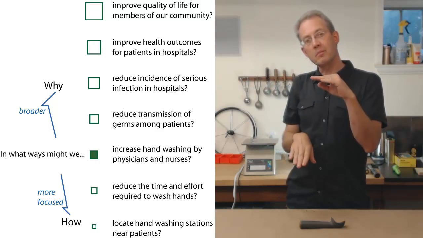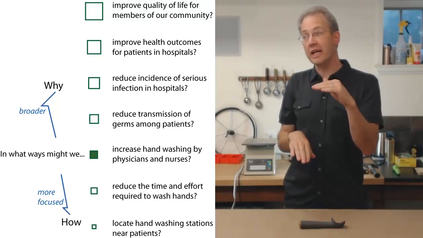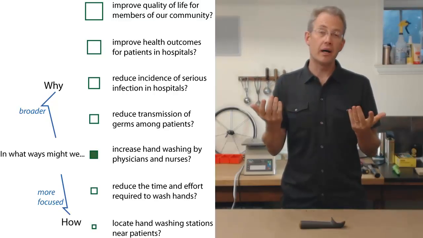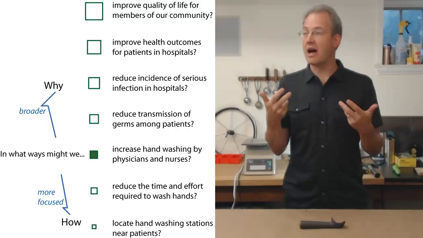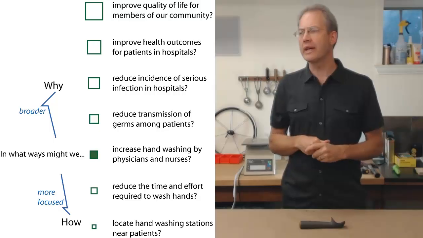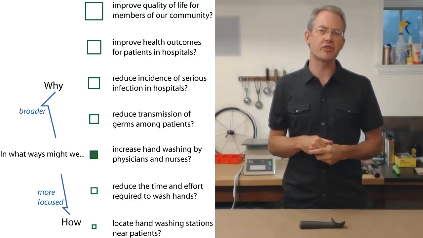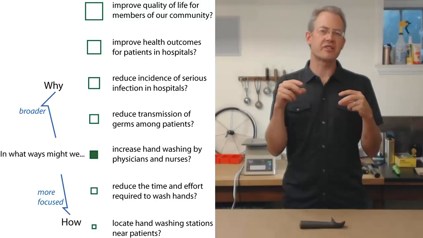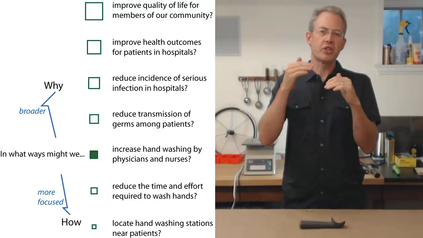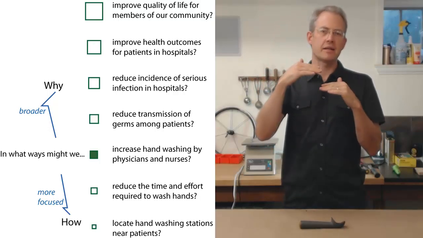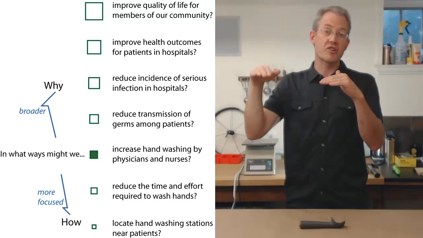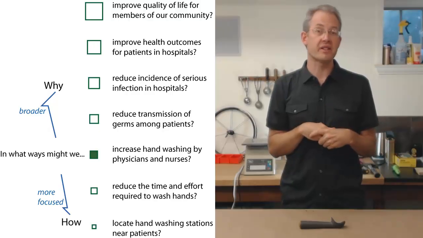Similarly, we can make that statement more specific. How might we increase hand washing by physicians and nurses? Well, we might be able to reduce the time and effort required to wash hands. How might we do that? Well, we can locate hand washing stations closer to patients. And so even that initial statement about in what way might we increase hand washing by physicians and nurses, using the 5 whys technique can result in an articulation that's more general or more specific than the initial problem statement.